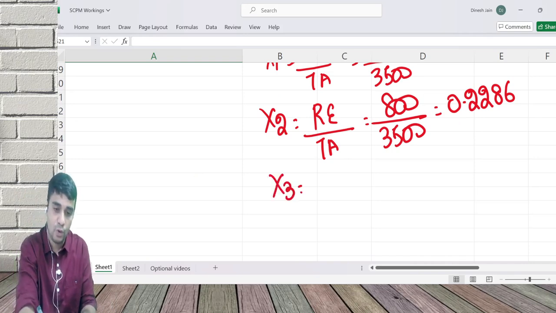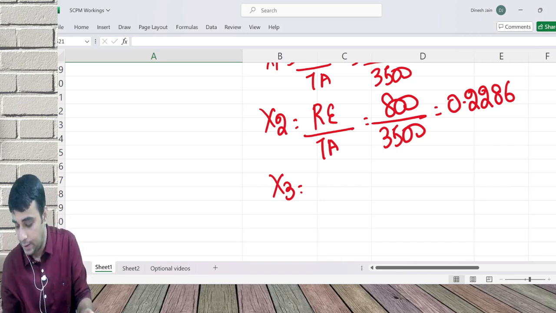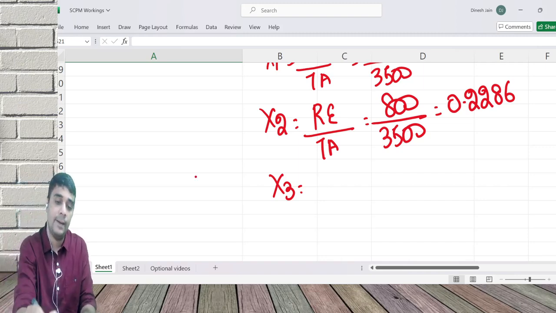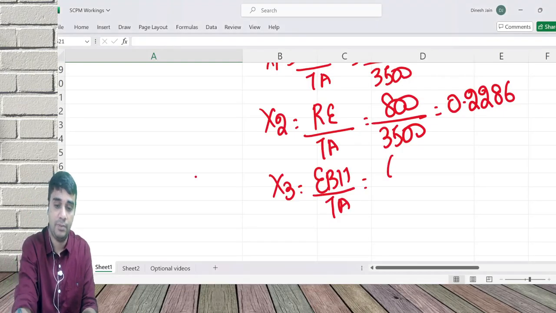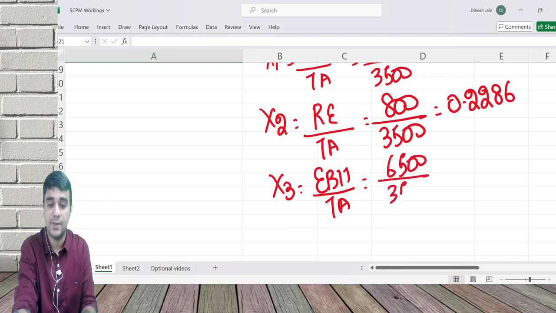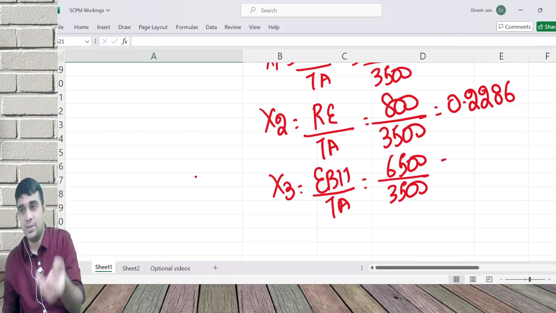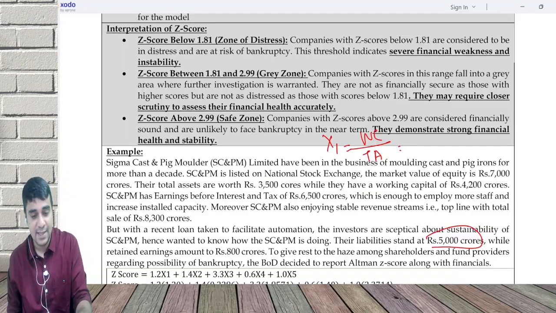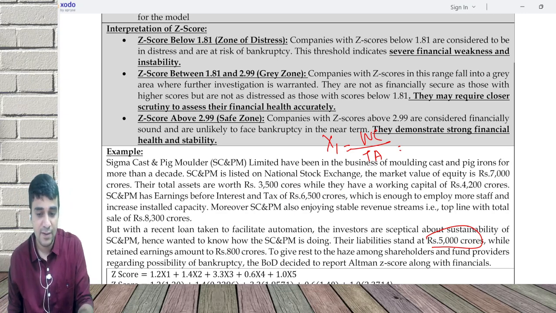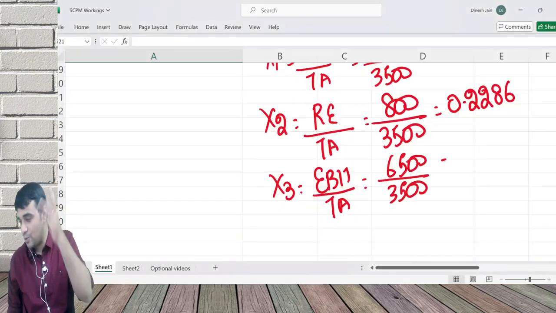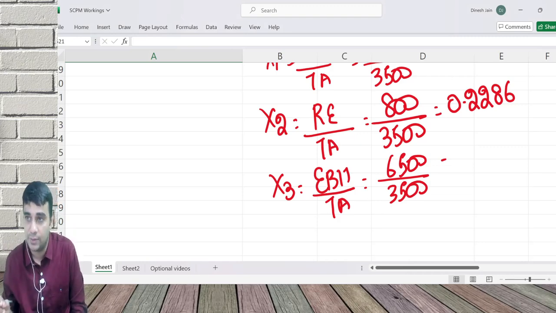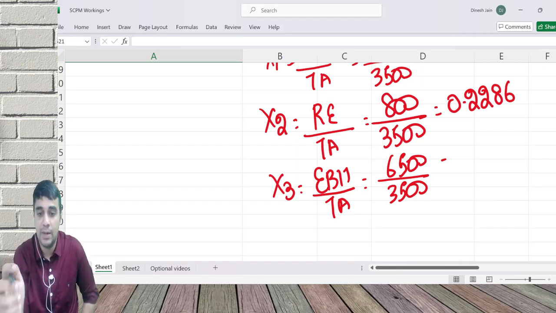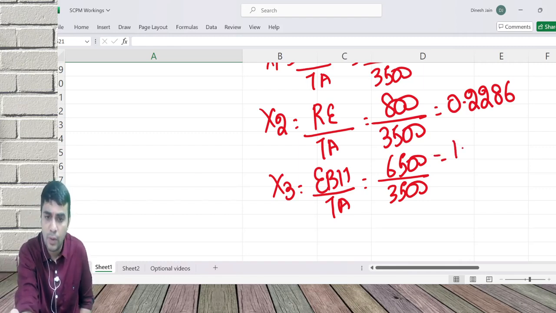X3. The good part is that everything has total assets as the denominator. What's the third part? EBIT by total assets. What is EBIT? 6,000. Very huge. It can't be 6,500 because the retained earnings and everything looks lesser. Asset itself is 3,500. At least sales is more. EBIT is 6,000, whatever the data is given. This ratio has the maximum impact on Z score. What's the number? Not 1.6. Okay, 1 point.